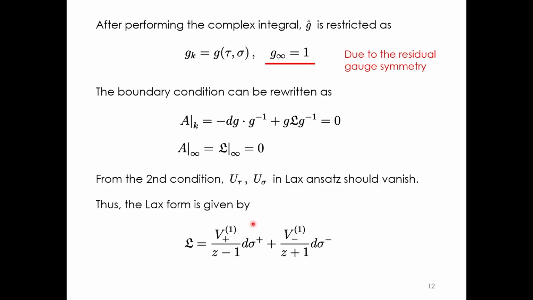Now zeros are assigned plus and minus. So there are two zeros, but one is assigned for plus and the other is assigned for minus. So this is a simple assignment to compute the Lax pair.